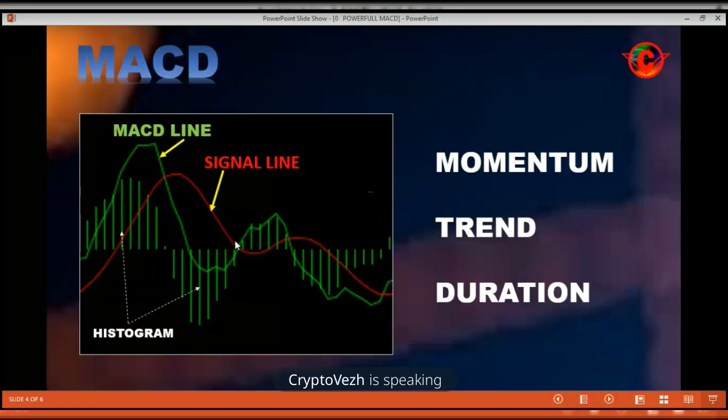In this MACD, you can also see the histogram. What is the histogram? The histogram is the distance between the K line and D line, or the distance between the MACD line and the signal line. You can imagine that if you split this K line and D line into a linear picture, you can see the distance is the histogram. This is a simple understanding for you.